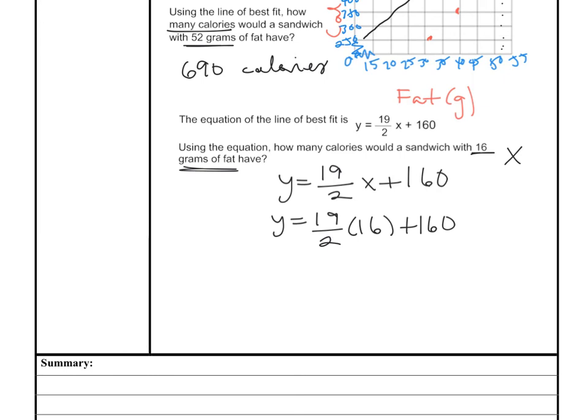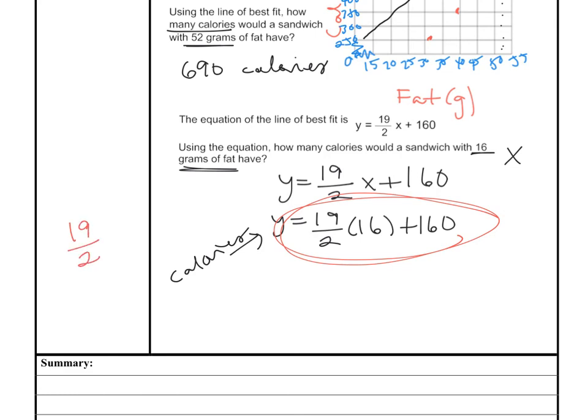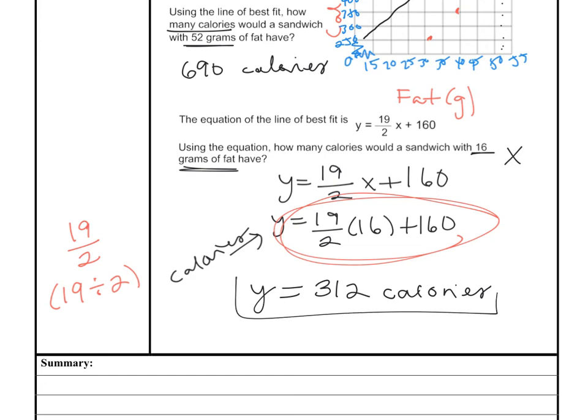In order to get my answer for y, and y will be my calories, I just plug this into my calculator. So in my calculator, I'm going to do 19 halves times 16 plus 160. If I want to do 19 halves in my calculator, I do parentheses 19 divided by 2. So go ahead and type that in. Let's see, after I type that in my calculator, I get 312, and since that's y, I say 312 calories because y is what calories was. So that's my final answer.